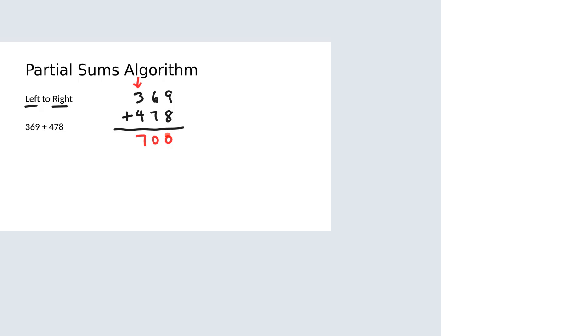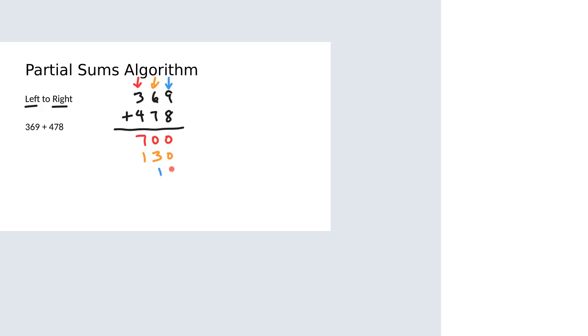And then I move over a place. Okay. Over here in the tens place, this 6 represents 60. This 7 represents 70. So I'll add those together. 60 and 70 is 130. Okay. One more column to go. Finally, we get to the ones place. 9 and 8 is 17. So I'll just write down 17.